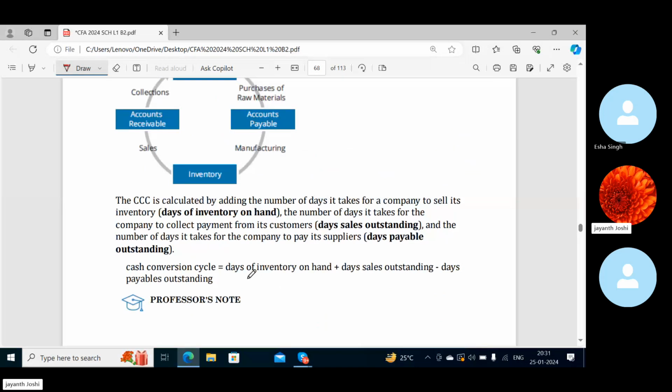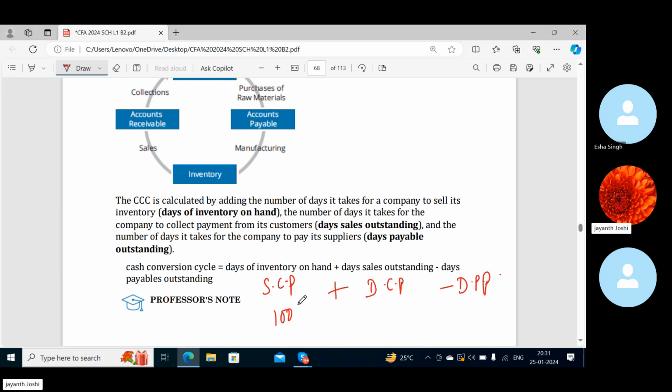Yes. So the formula for cash conversion cycle is stock conversion period plus debt collection period minus debt payment period. That means you bought inventory and it is taking 100 days for you to convert that inventory into cash.